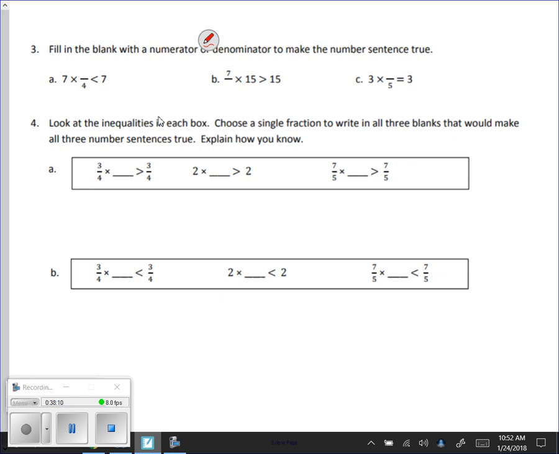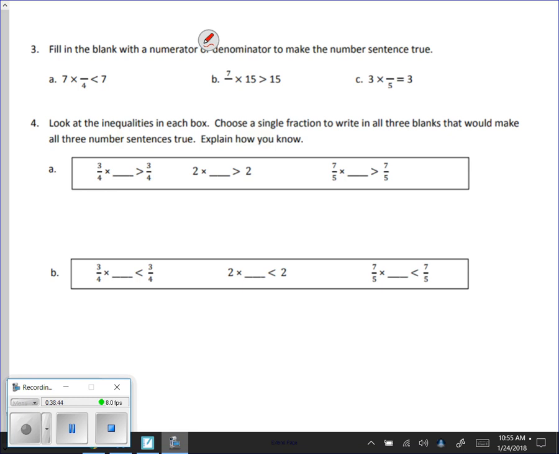Okay, I'm not going to worry about number 2. Okay, can you fill in the blank with a numerator or denominator to make A, B, and C true? Now, on some of these, you're going to have a little bit of leeway as to what you write in there because there's not an exact answer. So if you need to discuss this with the people in your group, that's fine.